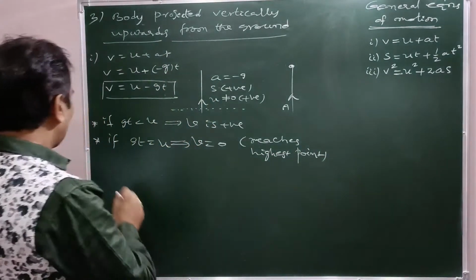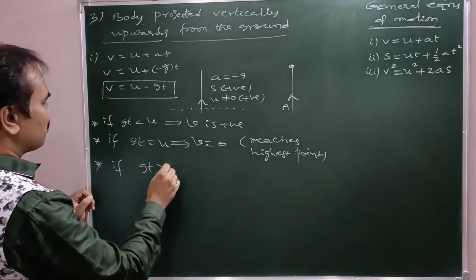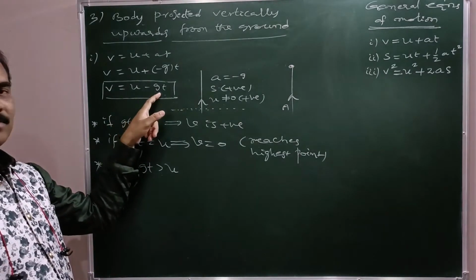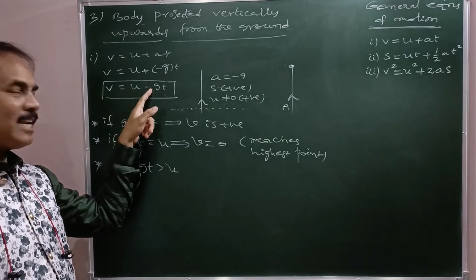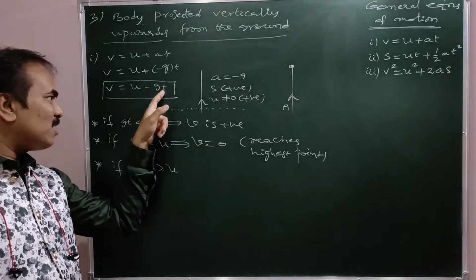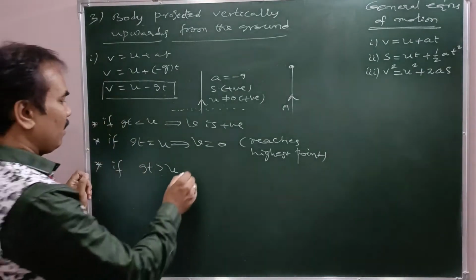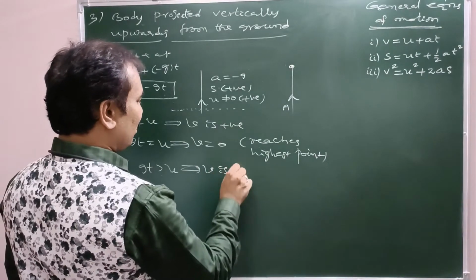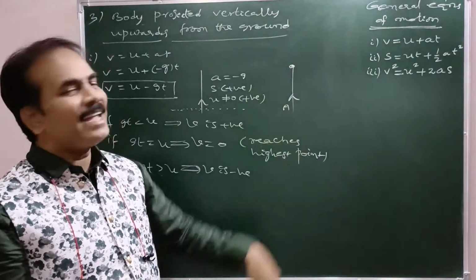Now if gt exceeds u, means gt is greater than u. Here it is a positive sign, here it is a negative sign. But here the value of the negative term is more than the positive term, so v comes with a negative sign. That is, v is negative. v is negative in the sense that the body is under descending motion.